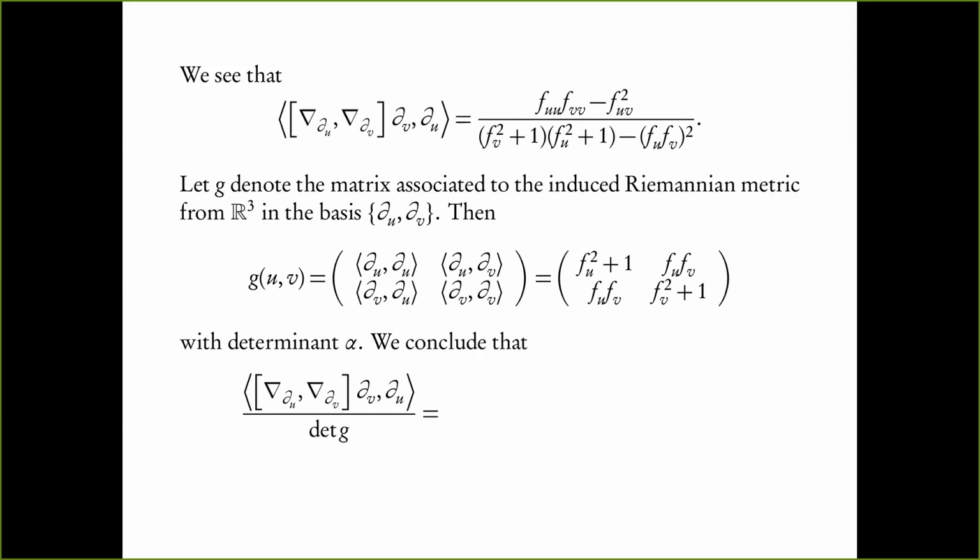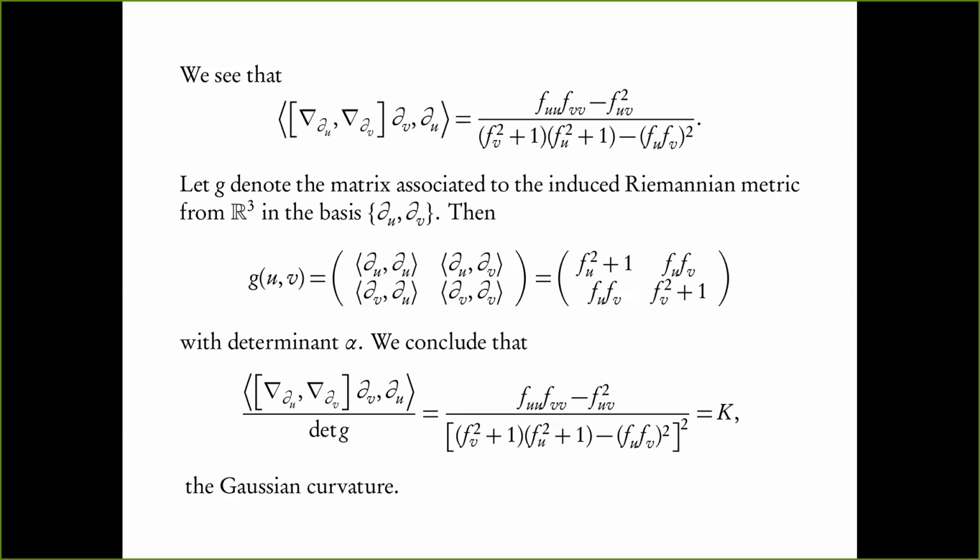All right. So what do we conclude? Well, we conclude that if I take this quantity and divide by the determinant of G, I basically get the determinant of the Hessian divided by alpha squared. And since we have been repeating this over and over again, I think most of you by now remember this formula from the theory of surfaces, that this is nothing but the Gaussian curvature.